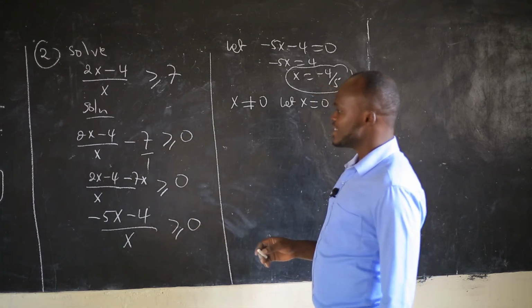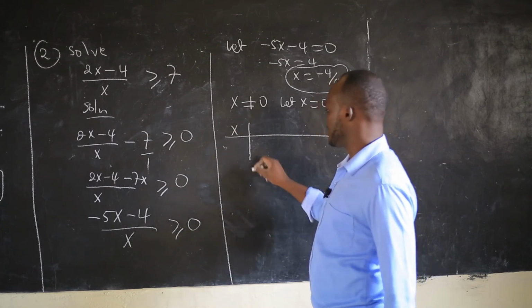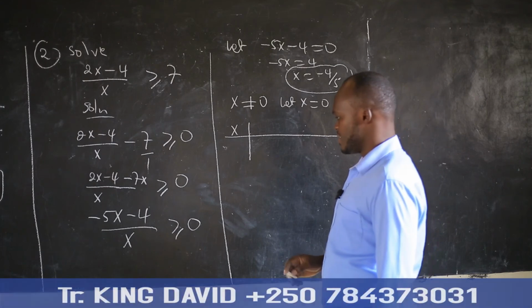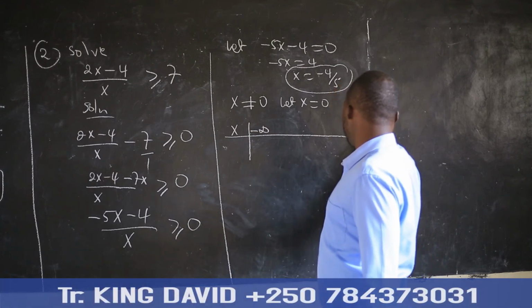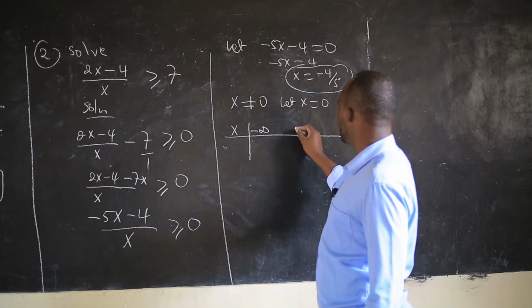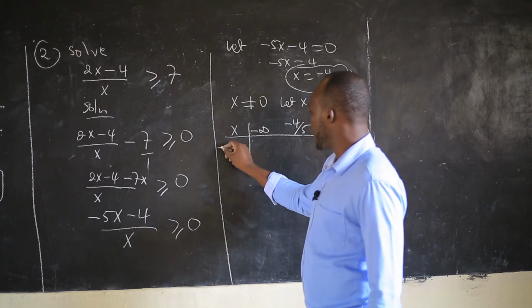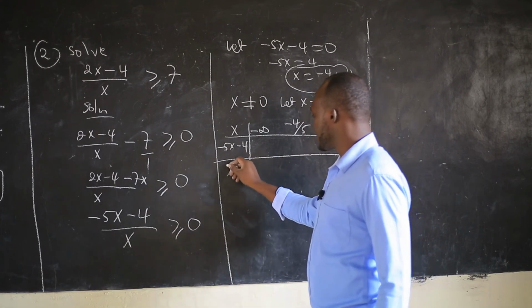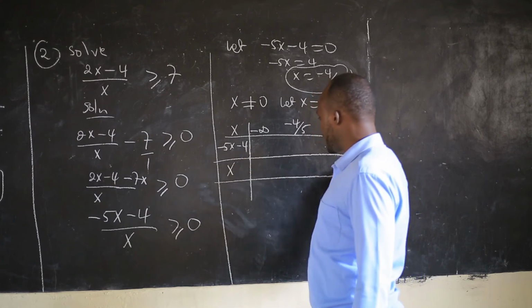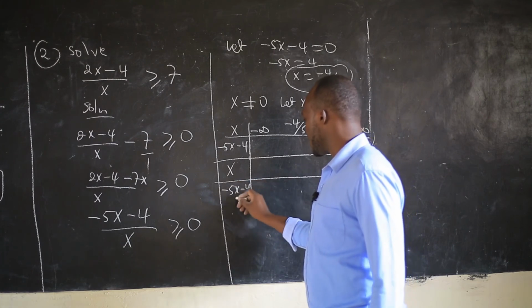After that, we start the sign table. As we start the sign, we have two different fractions because one is on the numerator and the other one is on the denominator. So from negative infinity to positive infinity, we have two different values of x: 0 and negative 4 over 5. We start with the smallest, negative 4 over 5, and 0. So we have negative 5x minus 4, and also we have x. Finally, we have our question, which is negative 5x minus 4 over x.